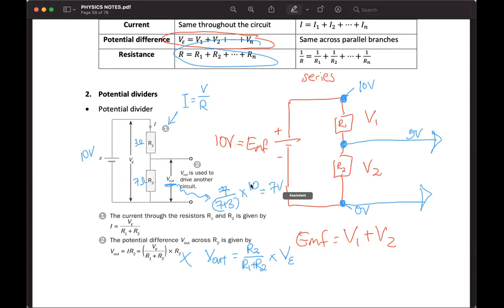Does it make sense to you now? So this V out will be 7 volt. Okay, ignore this formula, just use this. This is how you divide the whole thing. Okay, the total is 10. This part is just 7. So 7 over the total times the original voltage. This is how you divide the potential.